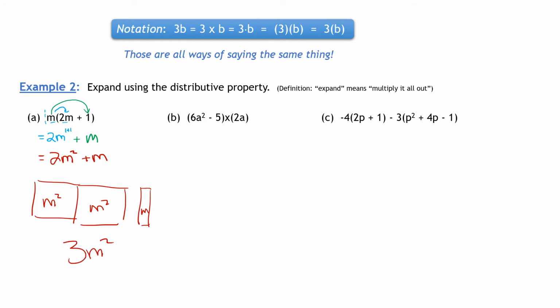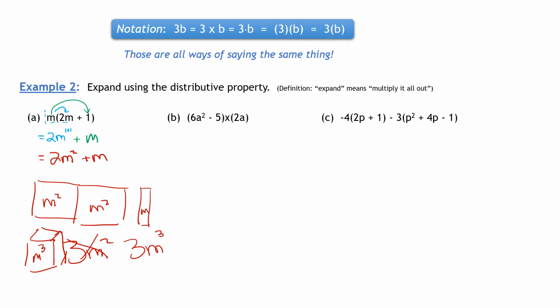I don't have 3m squareds. I only have 2m squareds here. I can't add them together and get 3m cubed or something like that. I don't have a cube shape here, right? A cube shape would be like this. It would be 3 dimensions. It's kind of hard to see what I'm drawing here, but that's supposed to be a cube. That would be an m cubed. I don't have an m cubed, so I cannot add those two together.